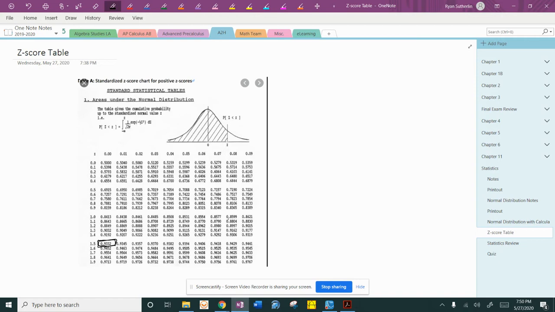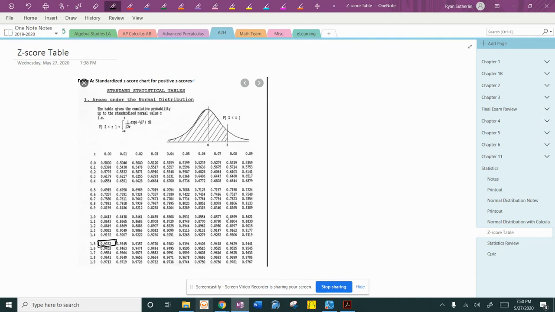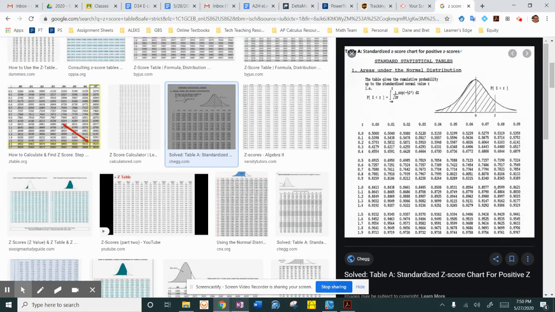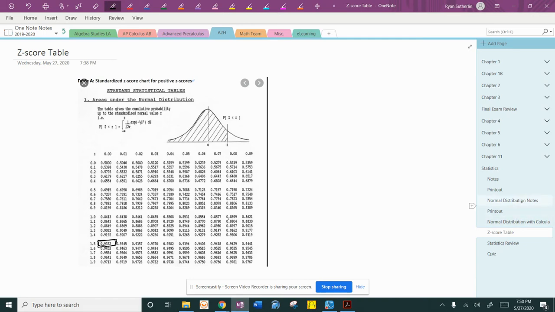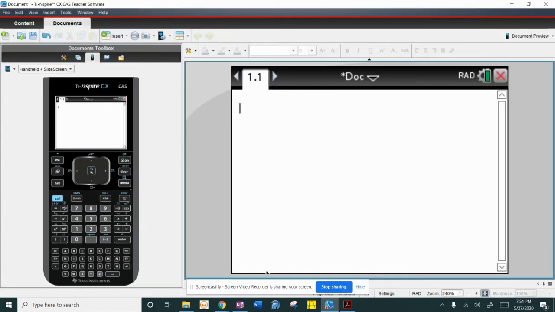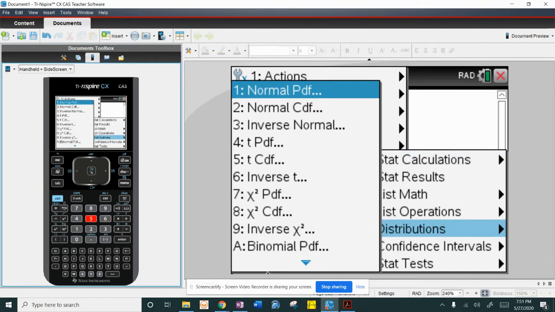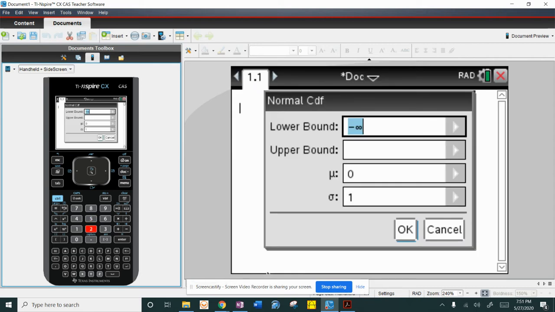Here's what we can do instead. Instead of using the z-score, which depends on you having a z-score table handy, I am going to use what's called the normal CDF command on the calculator. This is cumulative distribution function. We're looking at a range of values. So here is where it is. You're going to go on a calculator page, menu, statistics, distributions, normal CDF. Now notice what we have here, the lower bound, the upper bound.